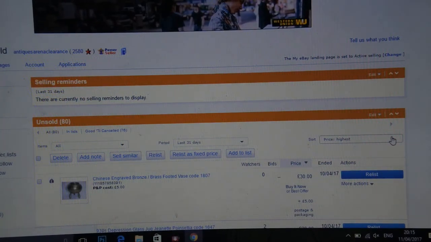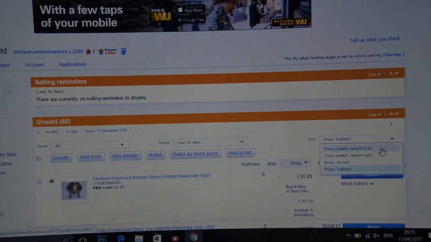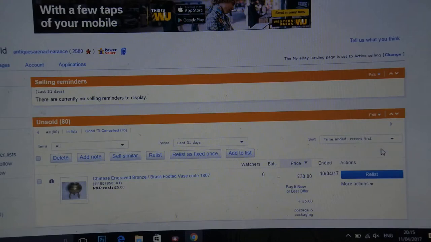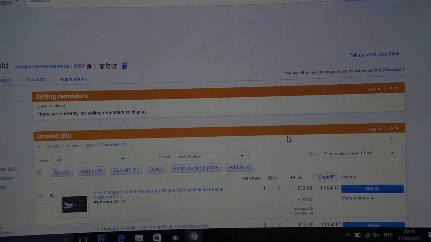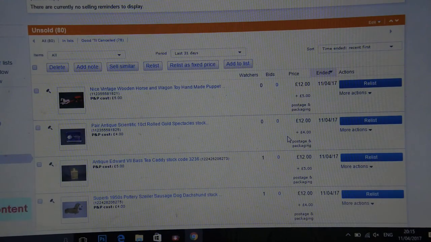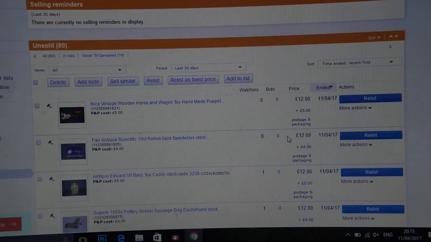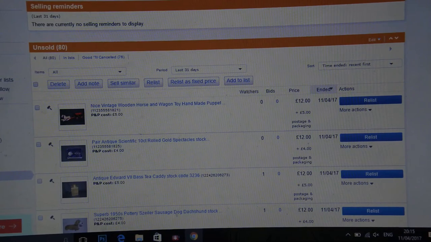Let's change this. Ended recent first. Right, so there we have 4 items didn't sell, didn't even take a bid, and that's through an auction at £12 with no reserve. I bet the other one went for the single bid of £12 and didn't go up.